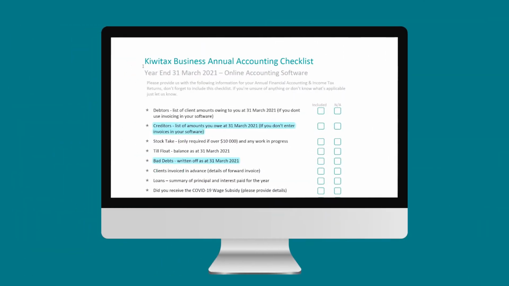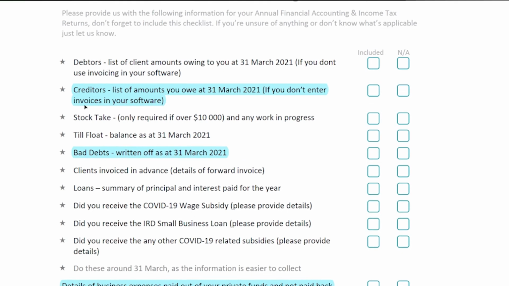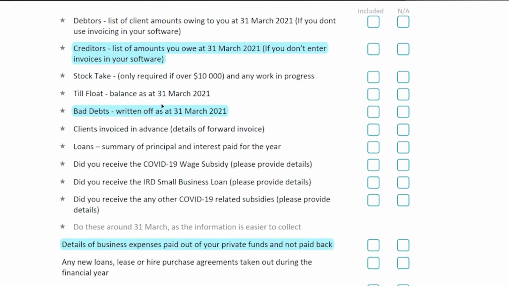Not only does this checklist help us account for the full picture of your business, a lot of it is around maximising your position for tax savings. Let's talk about a few tax saving items in this list. Creditors. Let's get your creditor balance that you owe correct. This amount brings in the expenses owed at 31 March that you haven't paid yet.